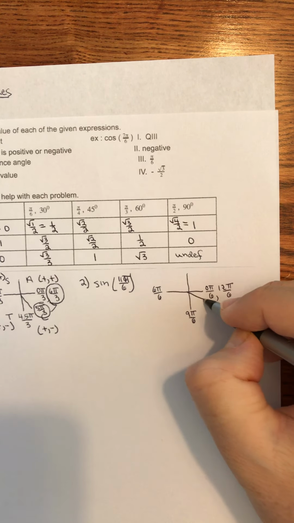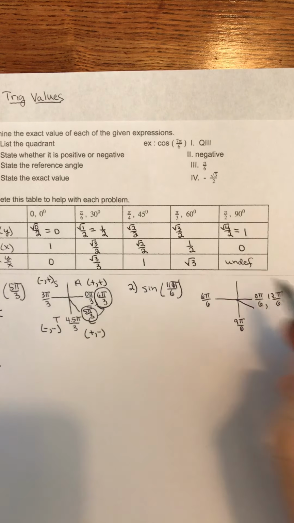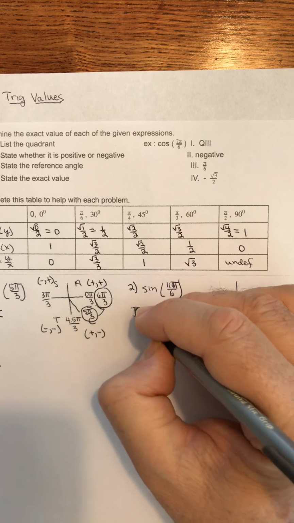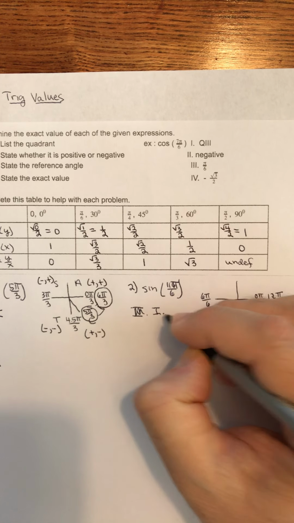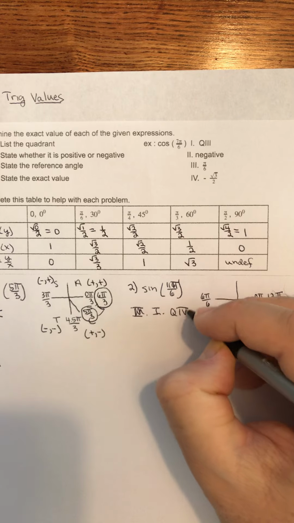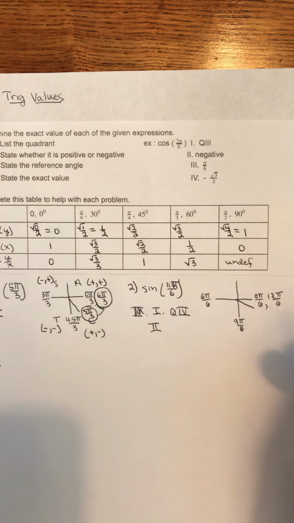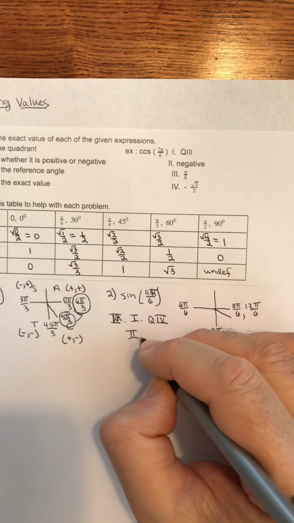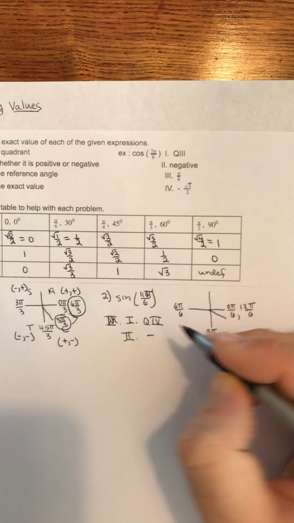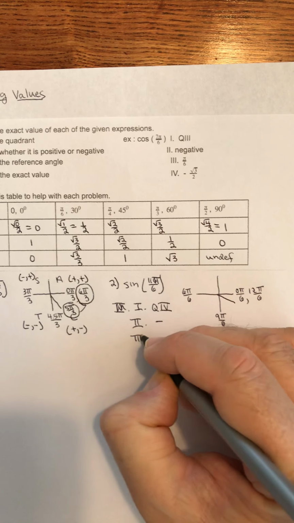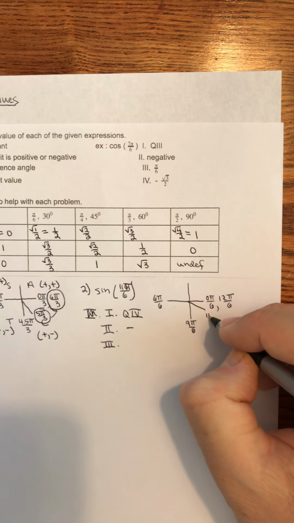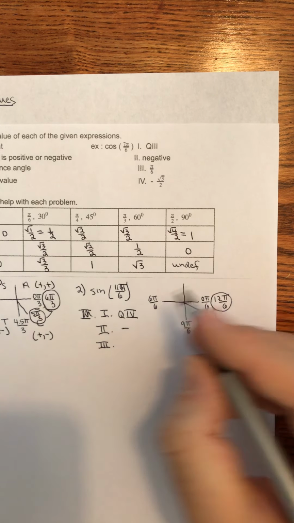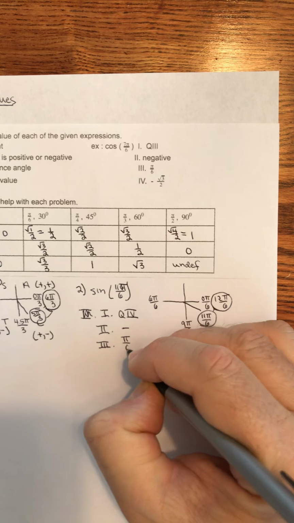So again, this is in quadrant 4. Okay? Quadrant 4 tells me, number 1, quadrant 4. That tells me the sign, S-I-G-N, of the sine, S-I-N-E, in quadrant 4, the sine is negative. My reference angle, how far is 11 pi over 6 to 12 pi over 6? Subtract them, you get pi over 6.